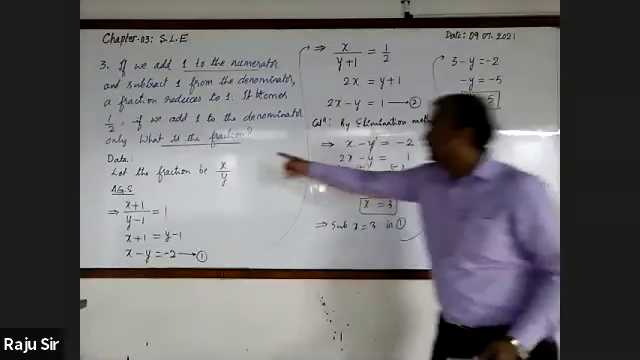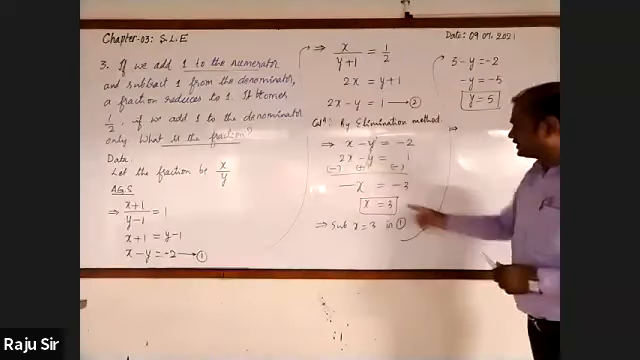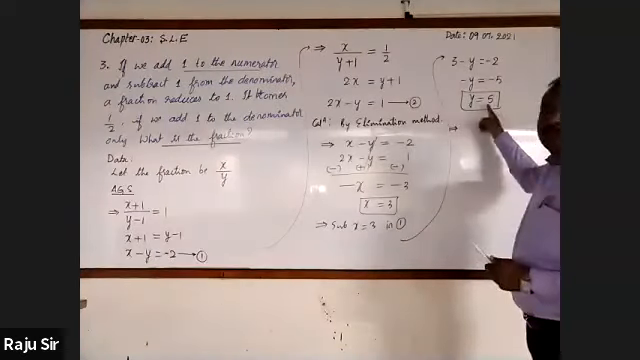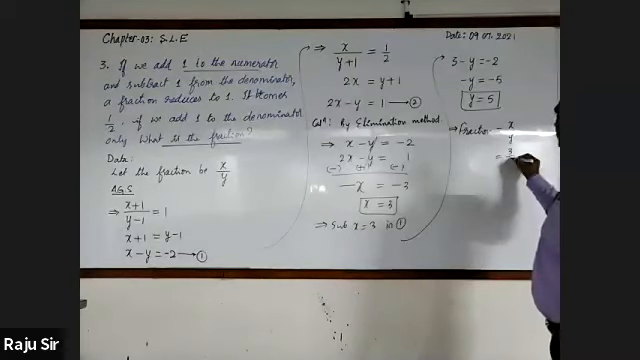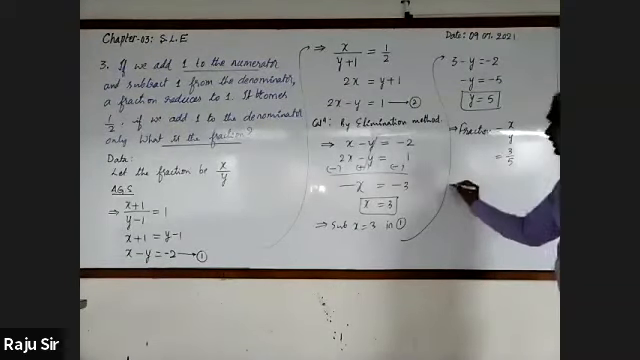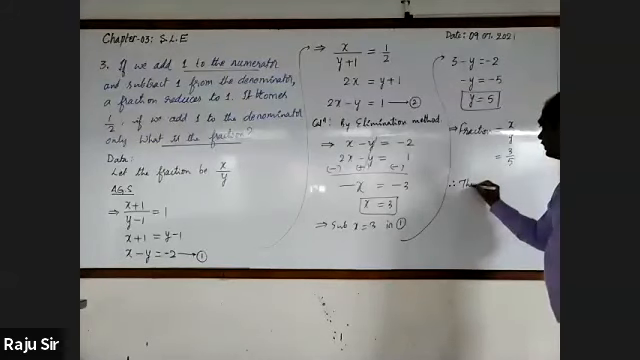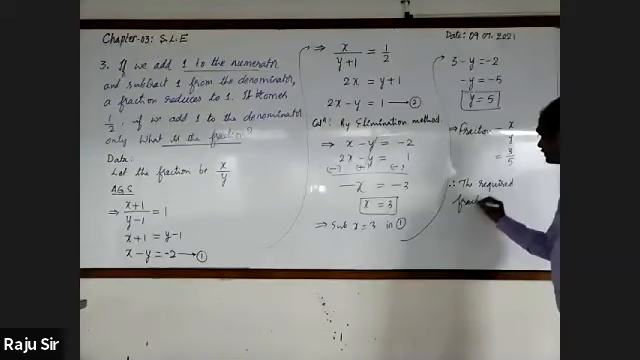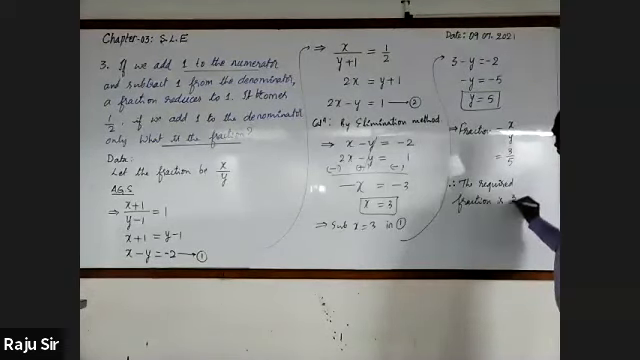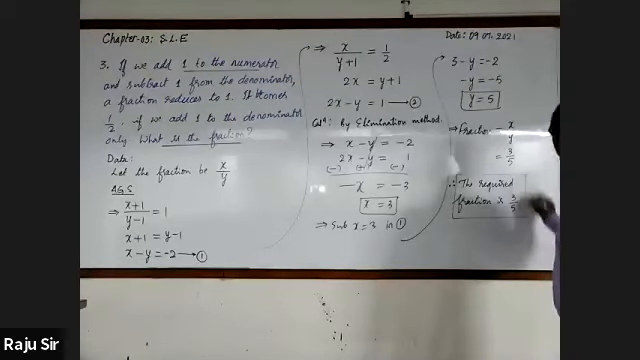But we want the fraction, where the fraction is x by y, where x is 3 and y is 5. Then what is the fraction? It is 3 by 5. Fraction is equal to x by y, which is equal to 3 by 5. Conclusion: therefore, the required fraction is 3 by 5.